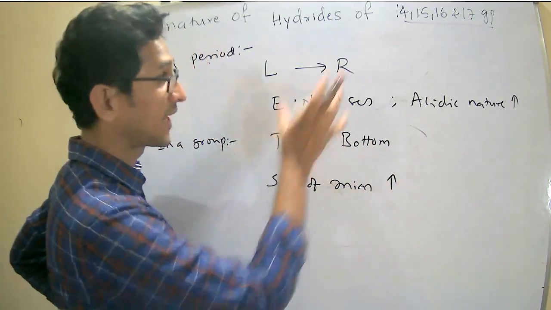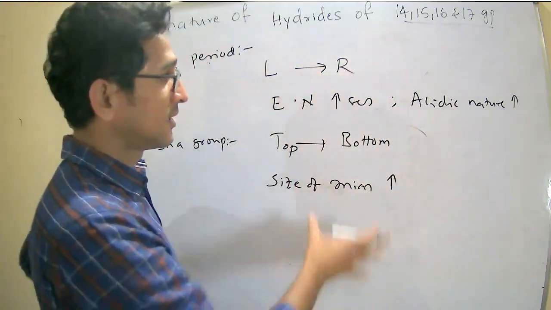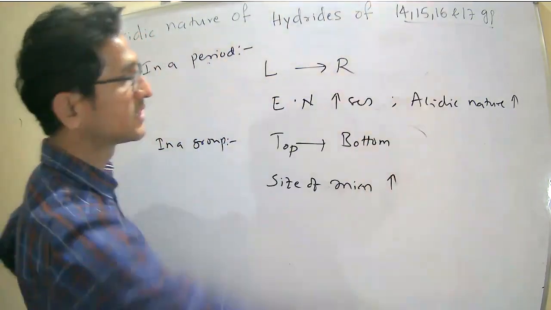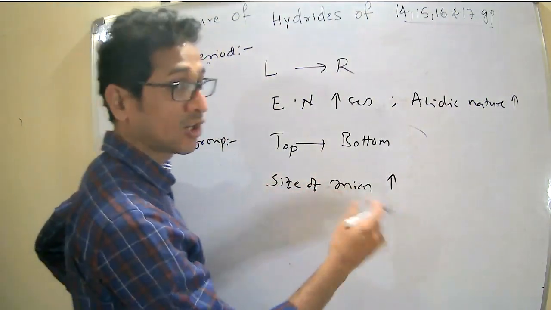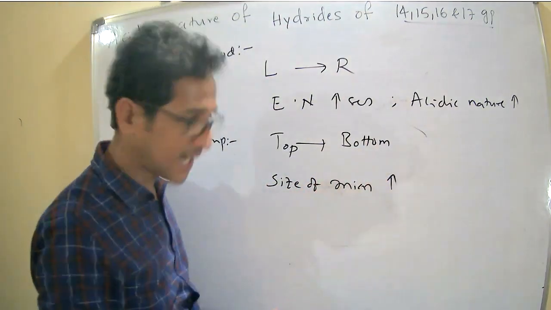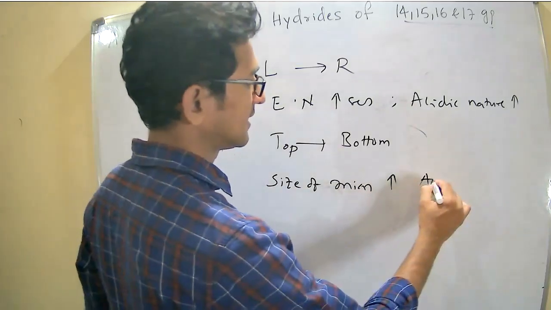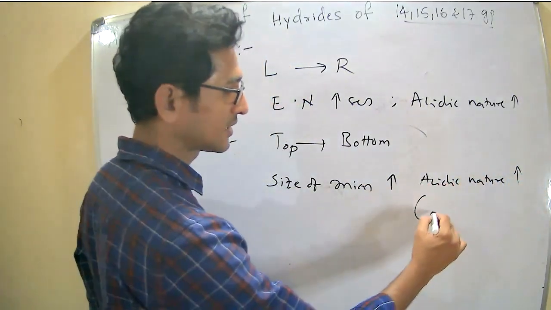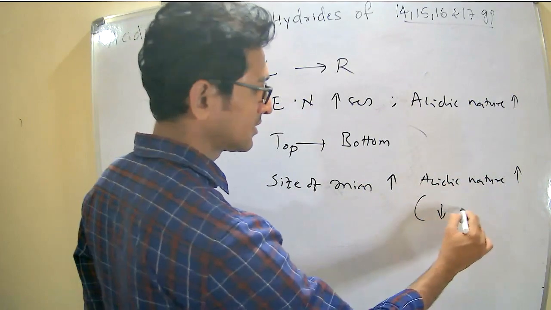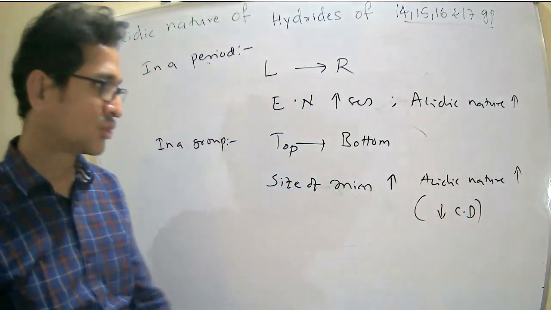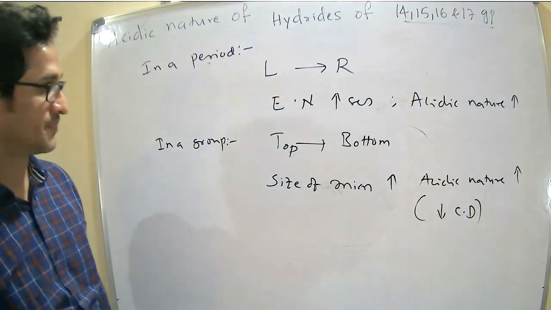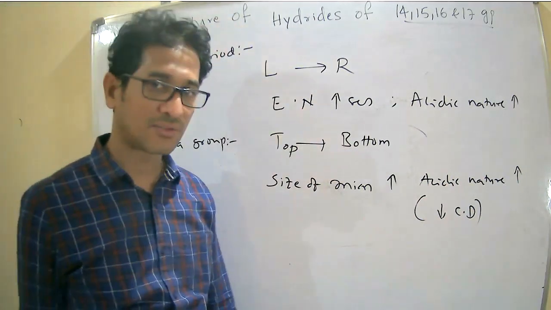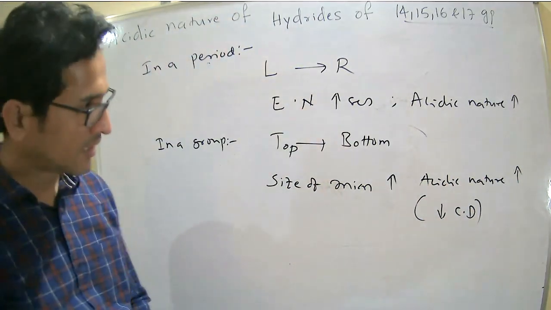So this is in the case of the hydrides. I am explaining the points, the acidic nature of the hydrides of the 14, 15, 16, and 17 groups. So the size of the anion increases, like fluorine, chlorine, bromine, iodine. Size of anion increases, acidic nature increases. What is the reason for that? Decrease in charge density. So these are the concepts under the acidic nature of hydrides of 14, 15, 16, and 17 group elements.